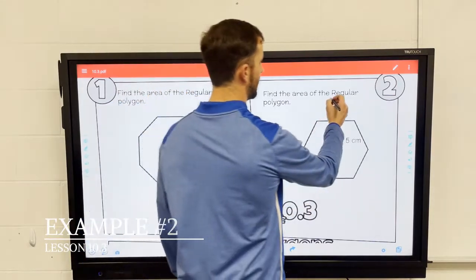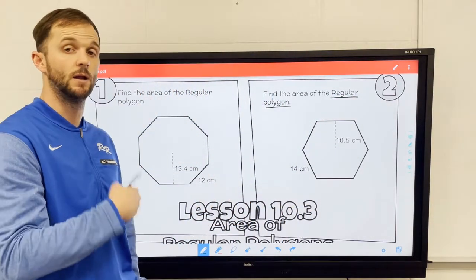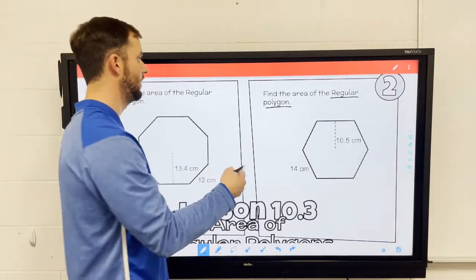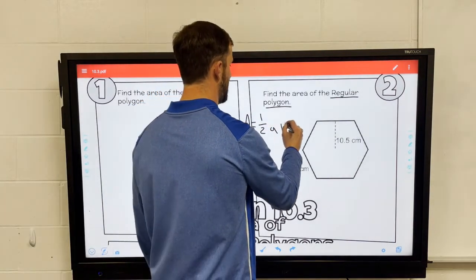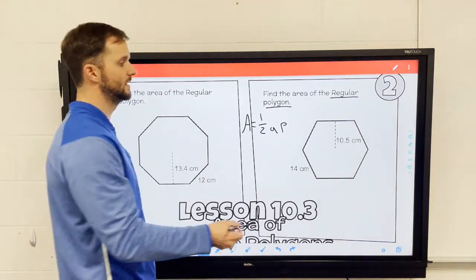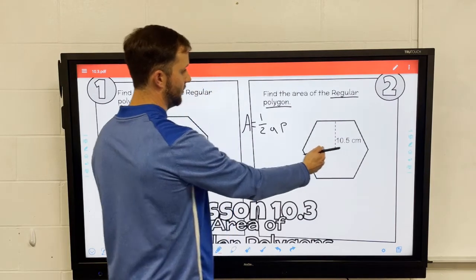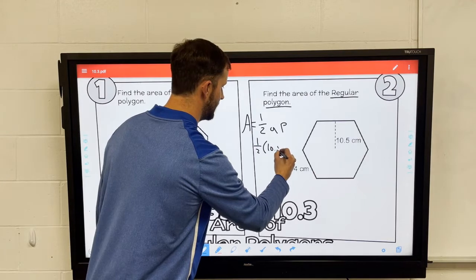So I'm reading regular polygon. That tells me all of my sides are congruent and all of my angles are congruent. So with that being said, I now can use my area of a regular polygon formula. So area equals 1/2 the apothem times the perimeter. So apothem, again, is from the center of the shape all the way to the side of my shape, which is going to be 10.5. So I'm going to plug in 10.5 for my apothem.